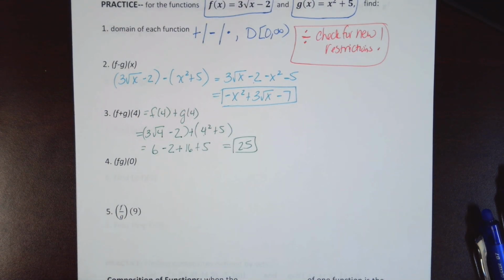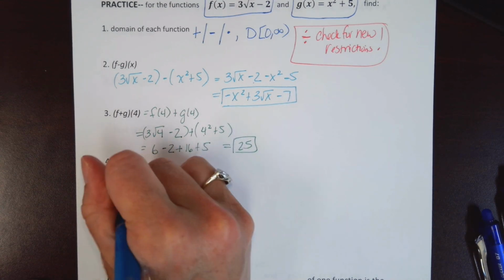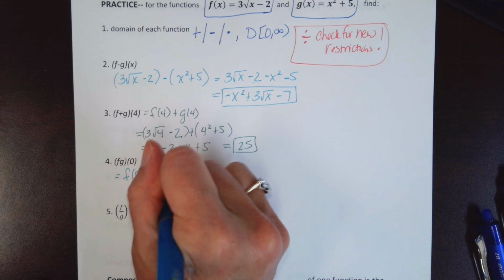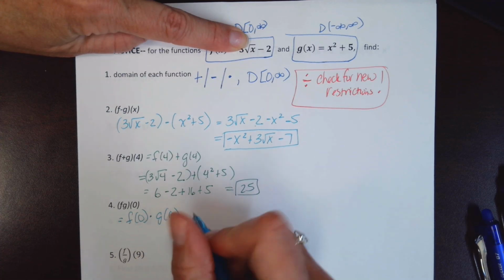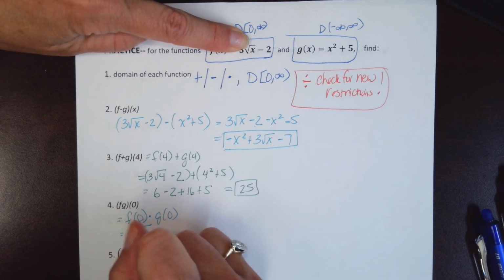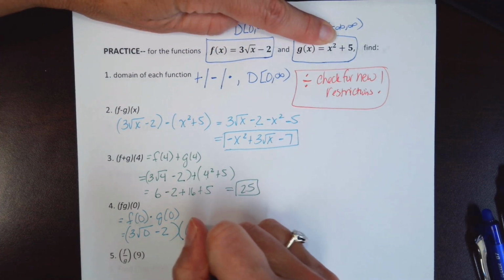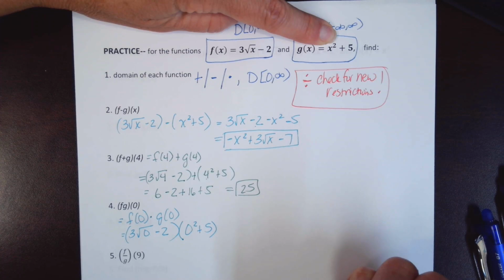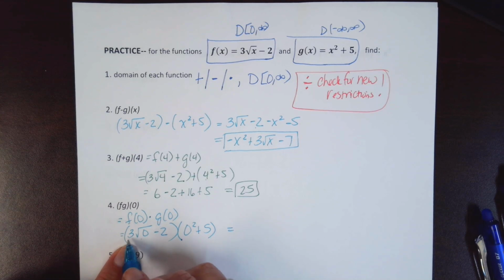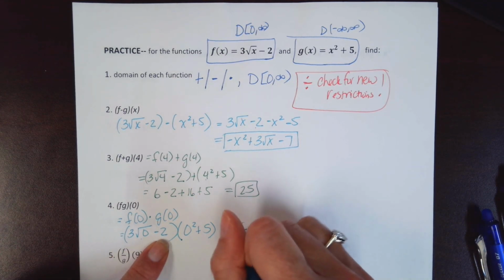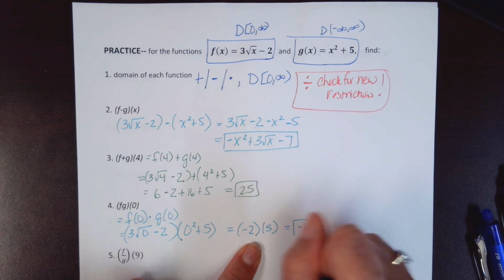All right, next up, we've got f times g of 0. So that is f of 0 times g of 0. Looking at our functions, f of 0 is 3 square root 0 minus 2, and I need to multiply that times g of 0, which is 0 squared plus 5. Well, square root of 0 is 0, and anything times 0 is 0, so this is a negative 2. 0 plus 5 is 5, which gives me a negative 10.